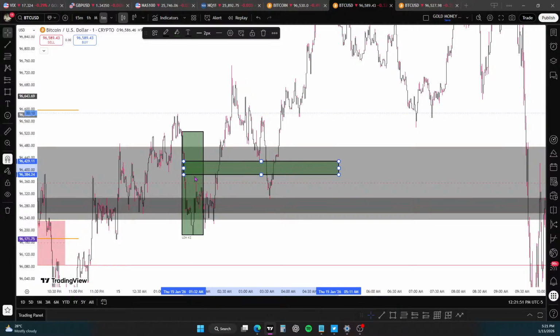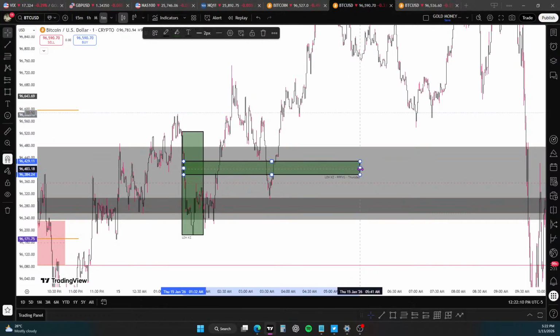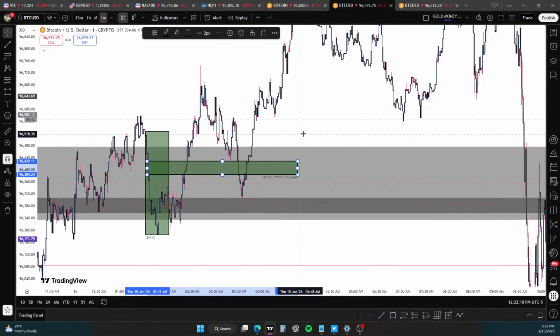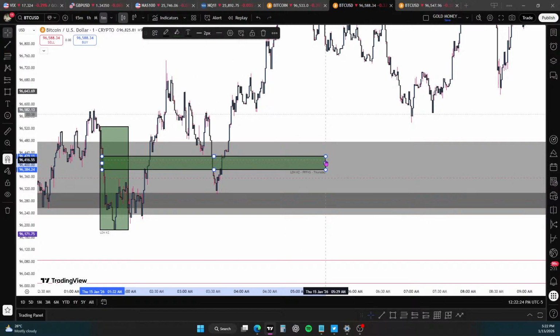So this is the London kill zone FVG of Thursday. Is it Thursday? Yeah, Thursday. And then I'll put this over to the right. Okay. And now we have this, which is the first level in our setup. We can now extend this very far into the future. We can typically extend this for the whole of time, but to be honest, you'd be looking for at least a week. At least a week.